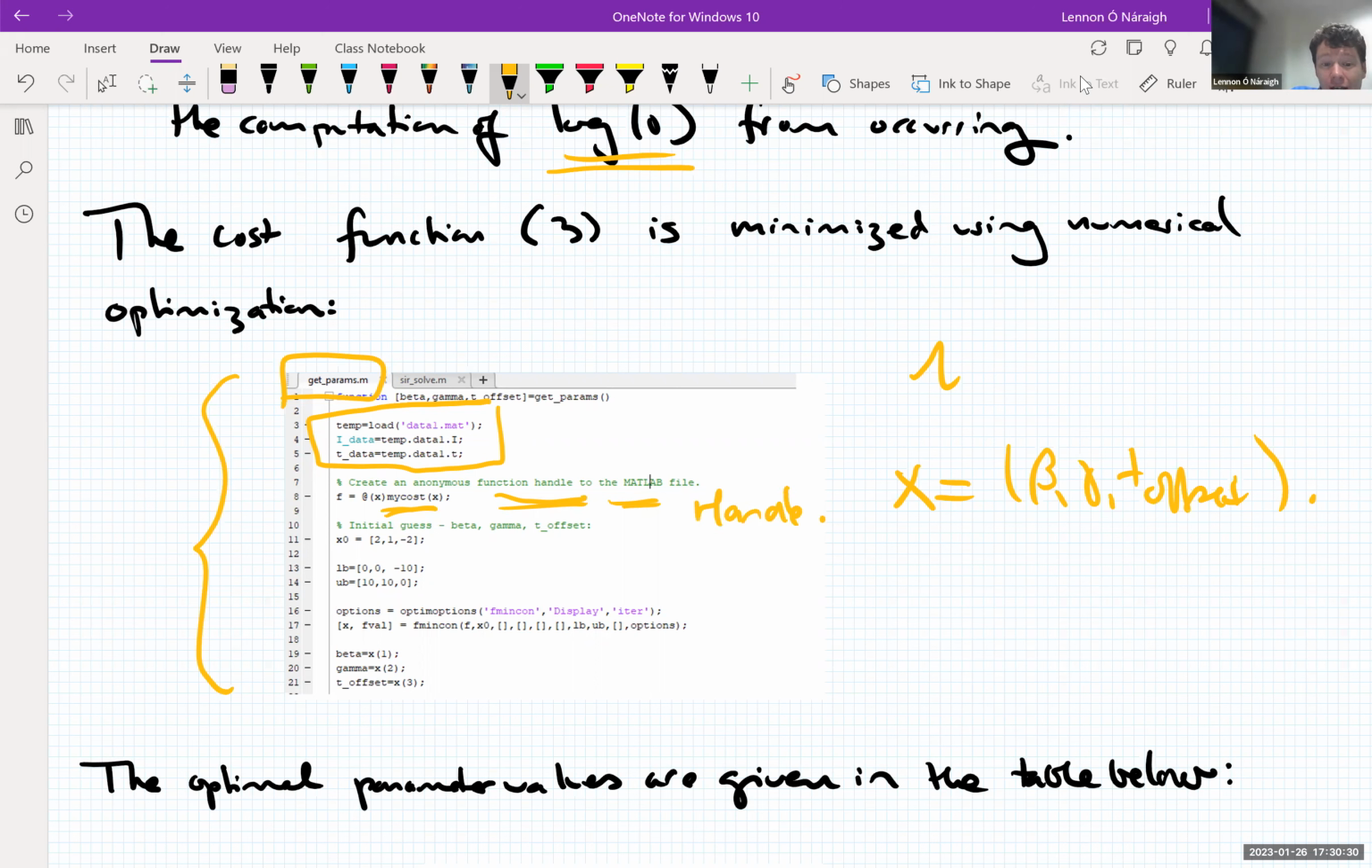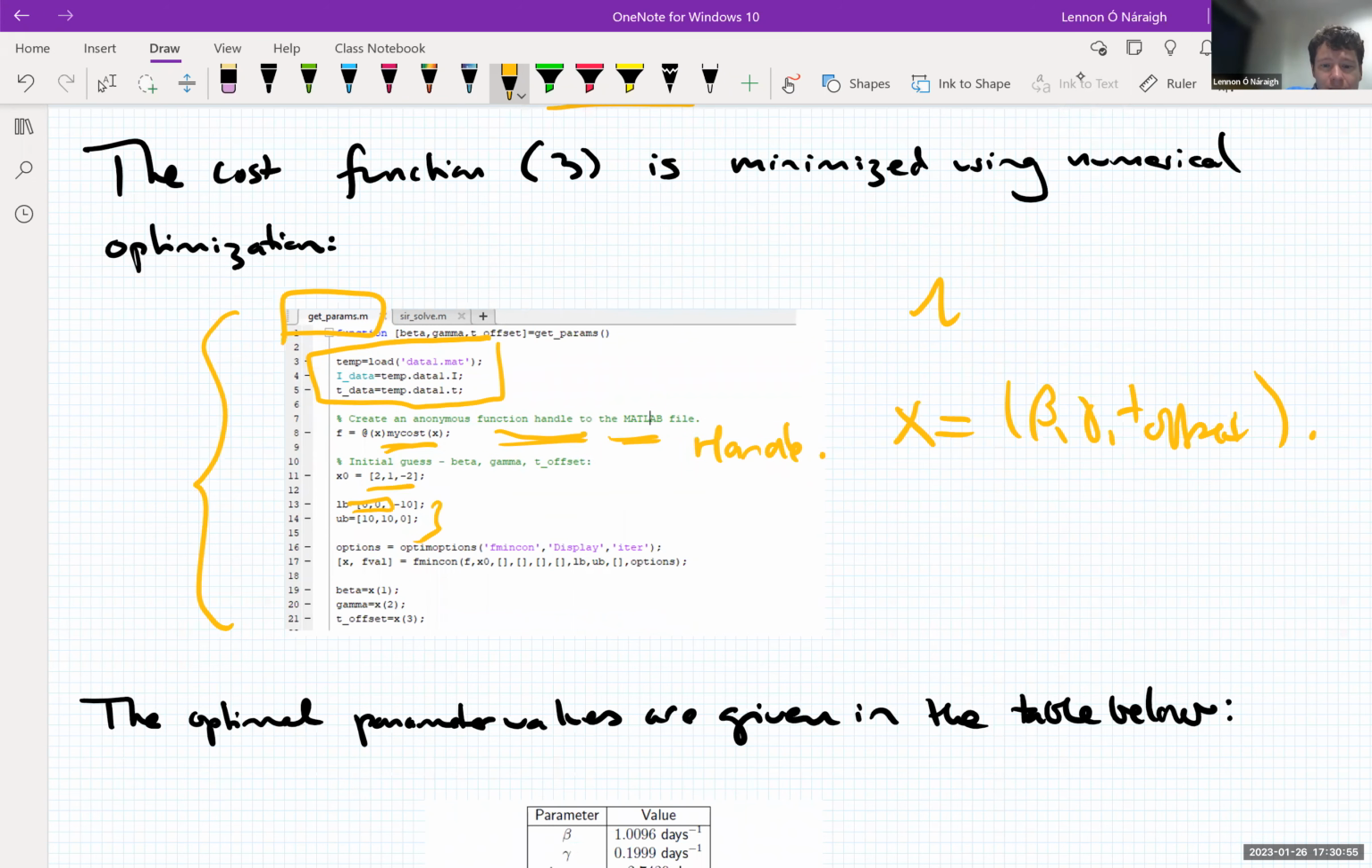I need to make an initial guess for my parameters, so I just pick something that I think is reasonable. I put in bounds on the guess, lower bounds and upper bounds, and again, just values that I think are reasonable a priori. For instance, the rates can't go below 0. After that, I just specify some options to the optimizer, and then the optimizer is called fmincon. So I'm calling fmincon, which will optimize.